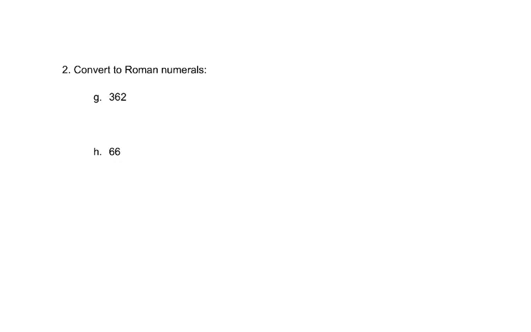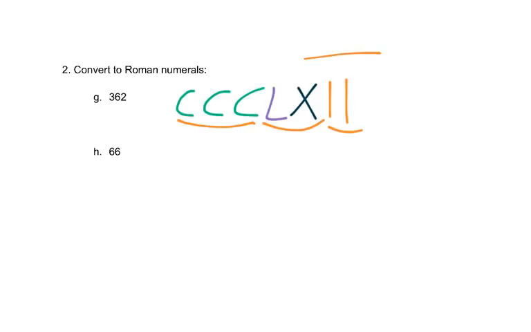Let's look at 362. So 300 would be 100, 100, 100. So there's 300. And then we want 50, which is an L. And we want 10 more than that because we really want 60, so we'll put the X after for 10 more. So now we have 360. We need 2 more, so we'll put an II for the 2. So this is 362.